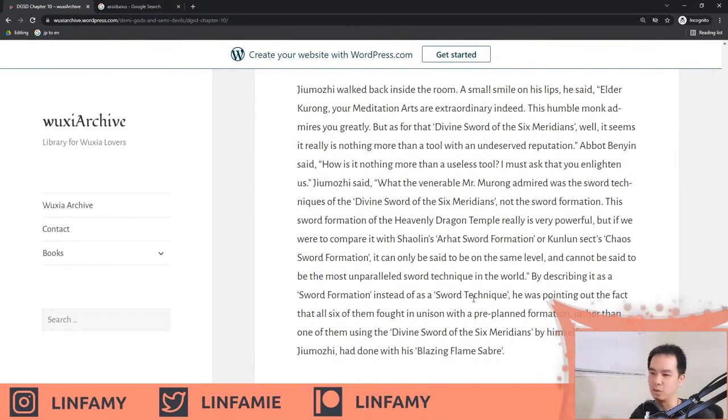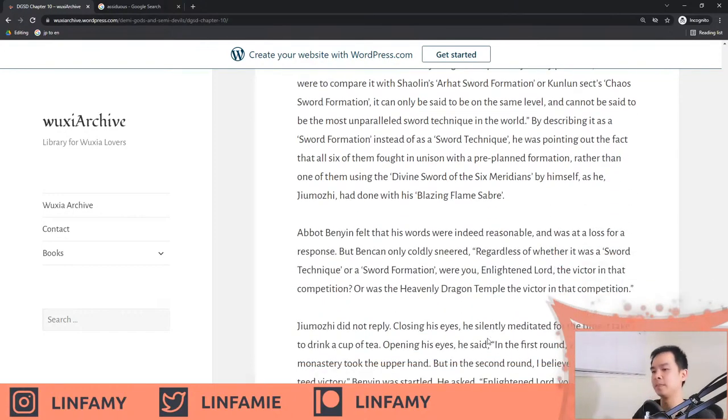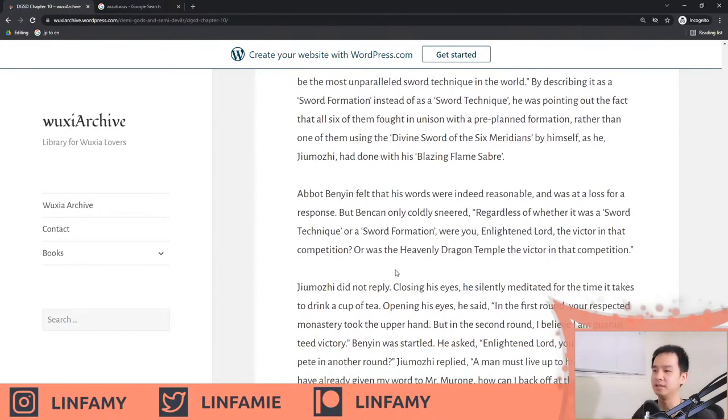By describing it as a sword formation instead of a sword technique, he was pointing out the fact that all 6 of them fought in unison with a pre-planned formation, rather than one of them using the divine sword of the 6 meridians by himself, as he, Jiumozi, had done with his blazing flame saber. Abbot Bunyin felt that his words were indeed reasonable, and was at a loss for a response, but Bun San only coldly sneered.